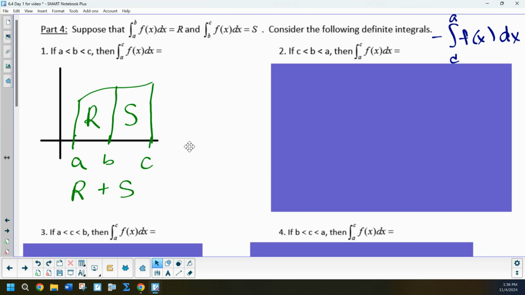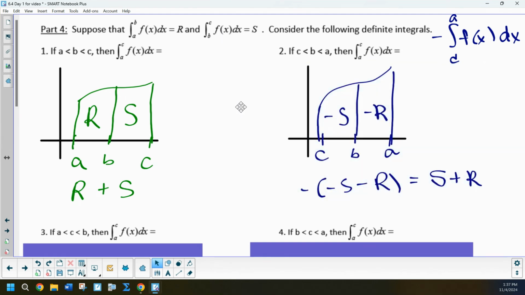So that one should make logical sense because the bounds are going in the order that the X values are going in. Okay. Again, pause if you need to. So now part 2, you've got C is less than B is less than A. So we've switched the order of the X values, but we didn't switch the order of the actual integrals. So I'm going to show you what I have here and how I wrote it out, and then we'll see why the answer is what it is.